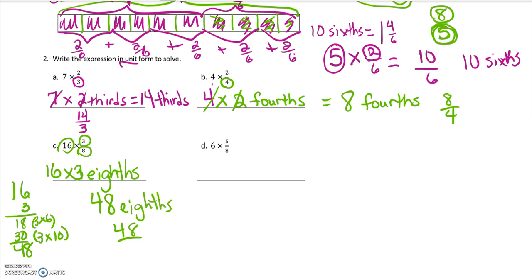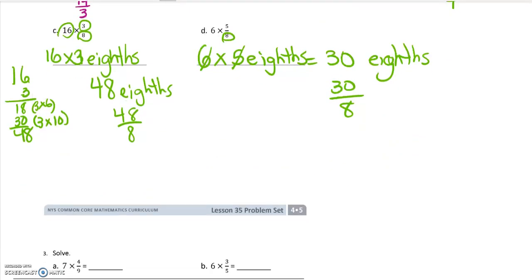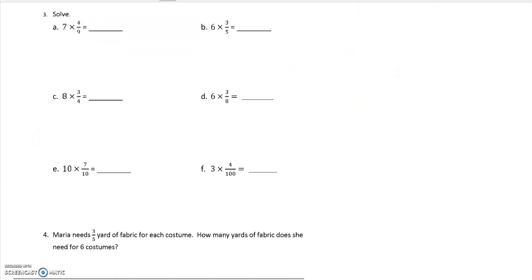This is 6 times 5 eighths. Here's our unit form. 6 times 5 is 30 eighths. We don't change the unit. 30 eighths looks like that. Okay, pause if you need to.